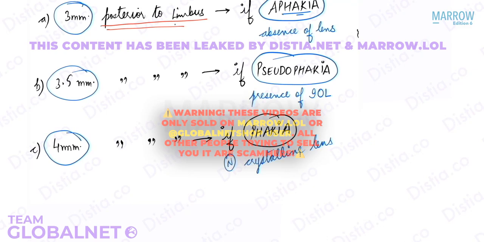Limbus will be used as a landmark. This is very easy, guys. If you understand, anybody can give it. If you're an intern, you can give it. All you need to know is the theory, guys. Okay? So theory is obviously important to be able to practice the clinicals.